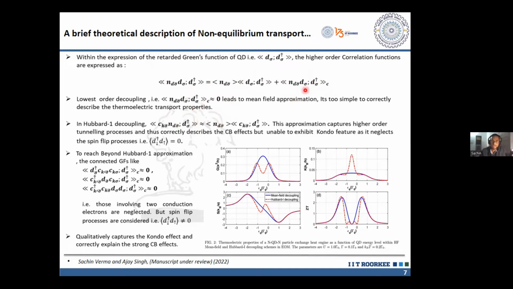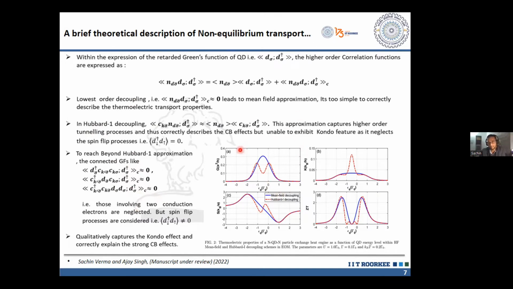So in the next, higher order approximation, one needs to write down the equation of motion of this kind of Green function. So we use the Hubbard one approximation, and to capture qualitatively the Kondo effect, or to capture very strong Coulomb repulsion, one needs to go beyond this Hubbard one approximation, which is known as the Lacroix approximation. So we have also used this Lacroix approximation. The Lacroix approximation qualitatively captures the Kondo effect and also correctly explains the Coulomb blockade effect.